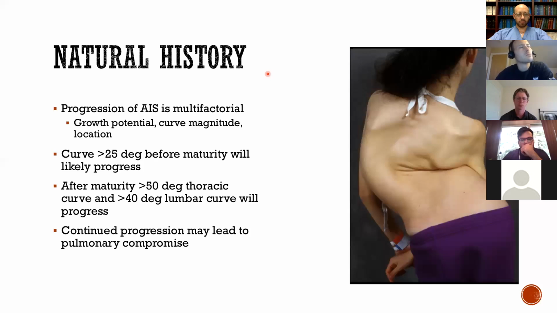And if the curve progresses and the curve gets worse, it can lead to lifestyle change, increased deformity, not only visually, but increase in pulmonary compromise. You can imagine like the lungs getting crunched to that side.